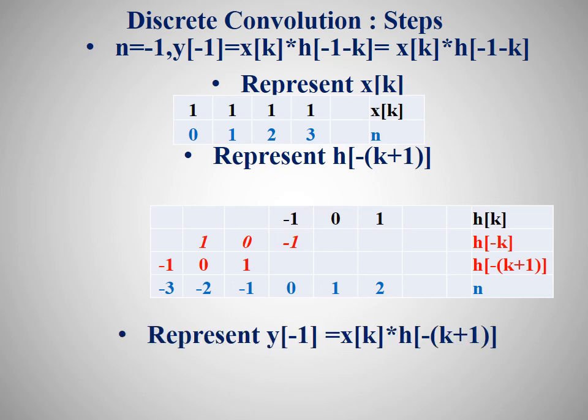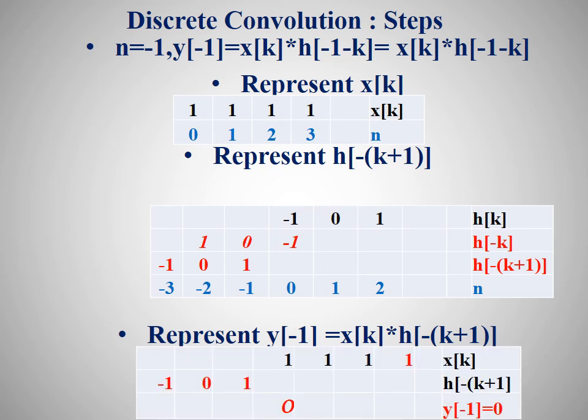Now let us try to evaluate y of minus 1, which is going to be x of k into h of minus k plus 1. Recall that the values of x of k start from 0 and the values of h of minus 1 minus k start from minus 1. As can be seen in the case of n equal to 6, there is no common factor where there could be a multiplication. Hence, without doing it, we could say that the result is going to be 0, which means y of minus 1 is going to be 0. This is what we have obtained.